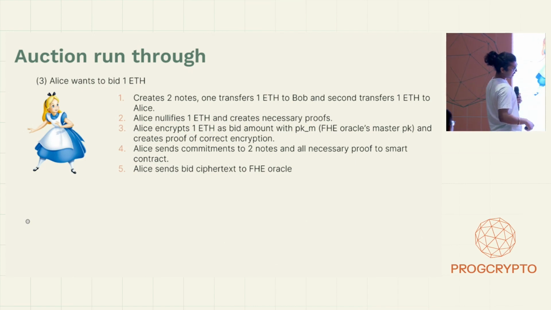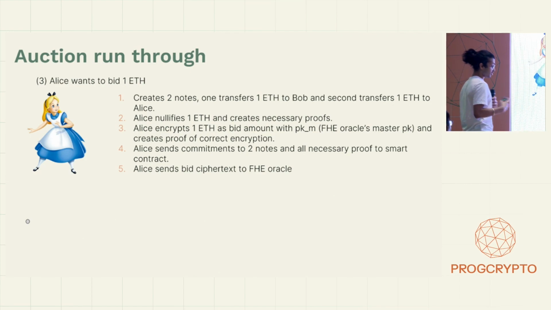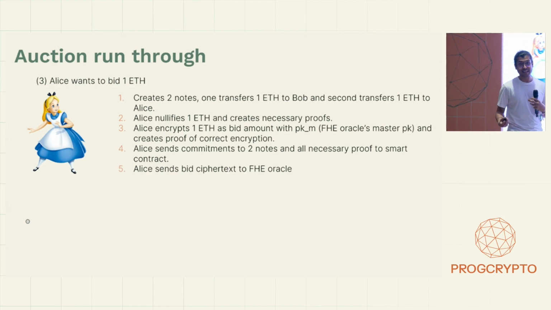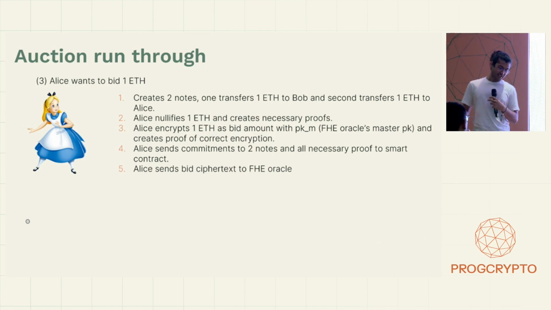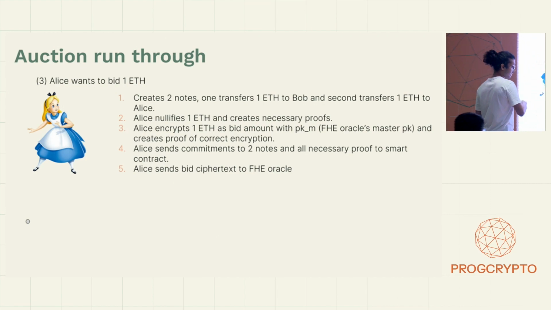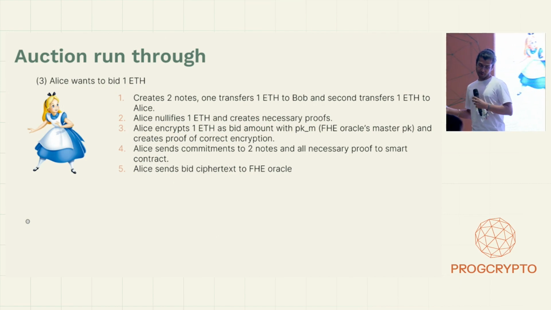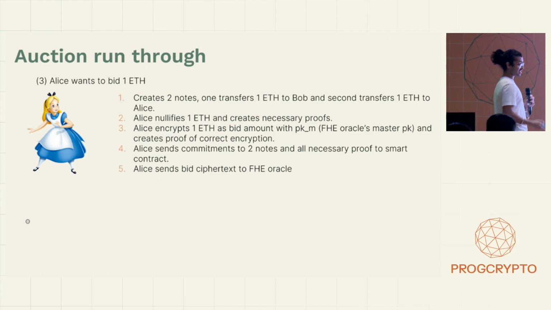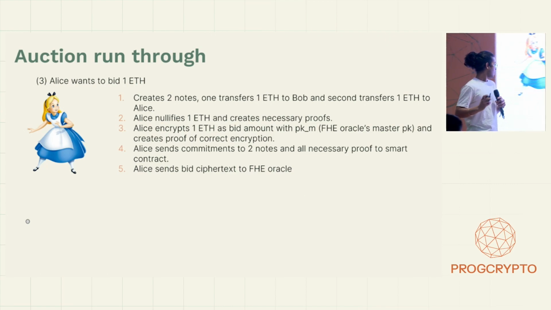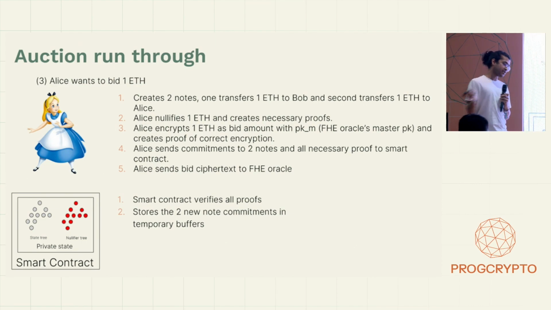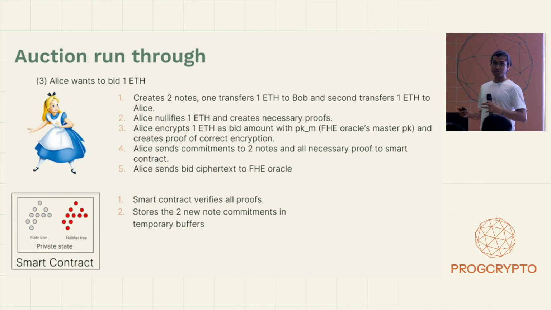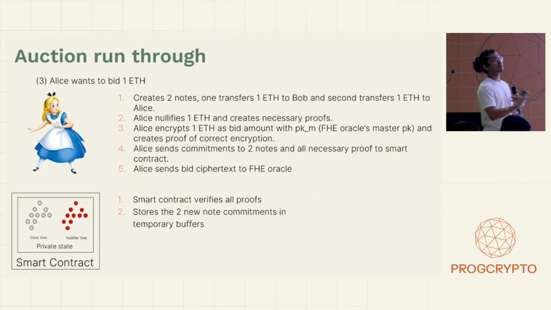And then Alice would take the master public key of the FHE oracle, encrypt her bid, that is 1 ETH, using the master public key, and produce a bid ciphertext, and produce necessary proofs, proving that she has encrypted 1 ETH only as a bid ciphertext. And then she will take the necessary proofs, and her commitments to the 2 nodes, and send them to the smart contract. And then she'll take the bid ciphertext and send it to the FHE oracle. And then the smart contract receives all the proofs, verifies all the proofs, and then adds the 2 node commitments to a temporary buffer.